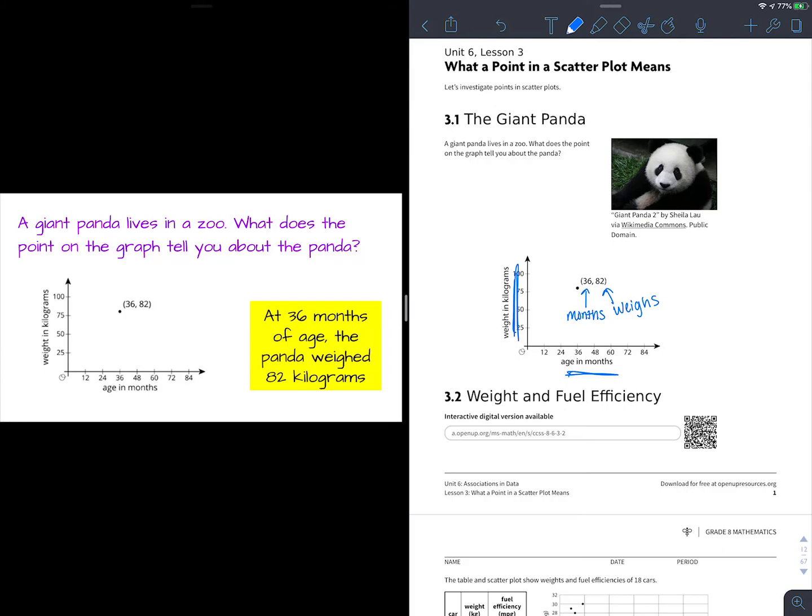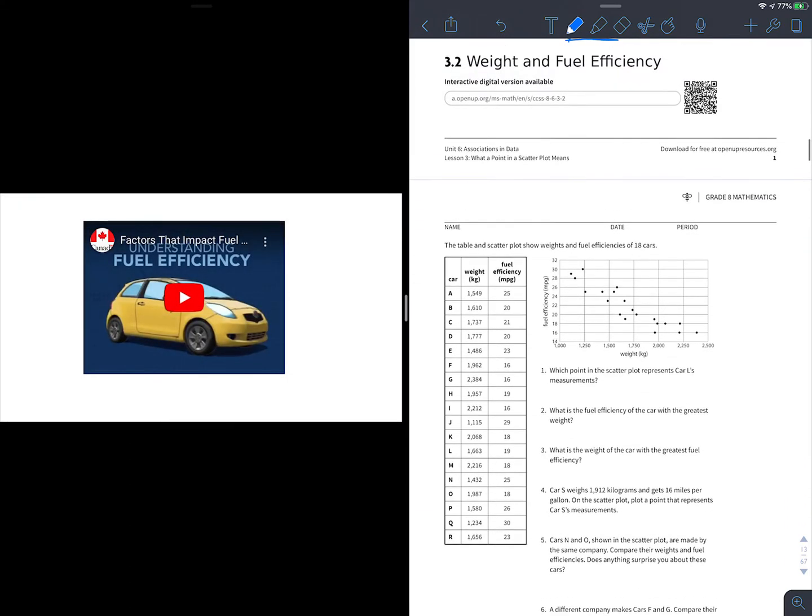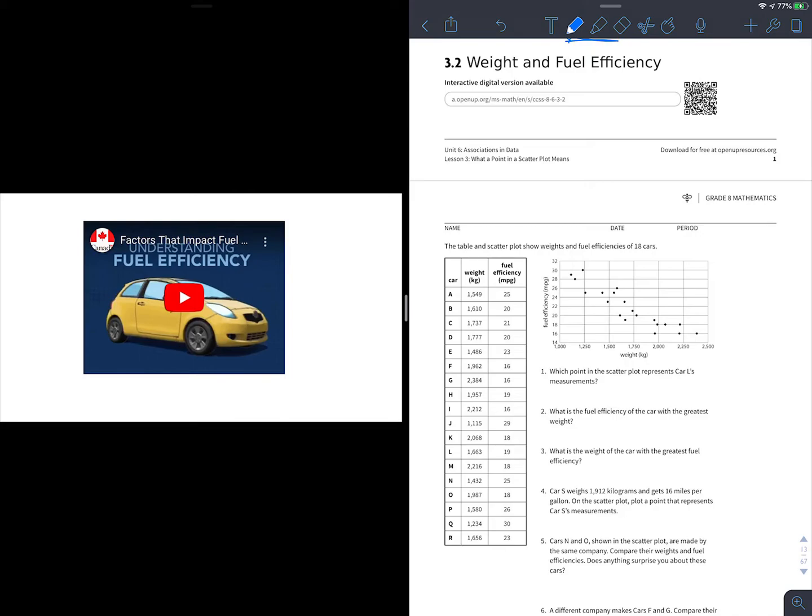Okay, so the weight and fuel efficiency in 3.2. So let's first talk about what fuel efficiency is. I have a short little video here. I don't know if it'll play with sound, so I'm just going to talk a little bit about what it is.